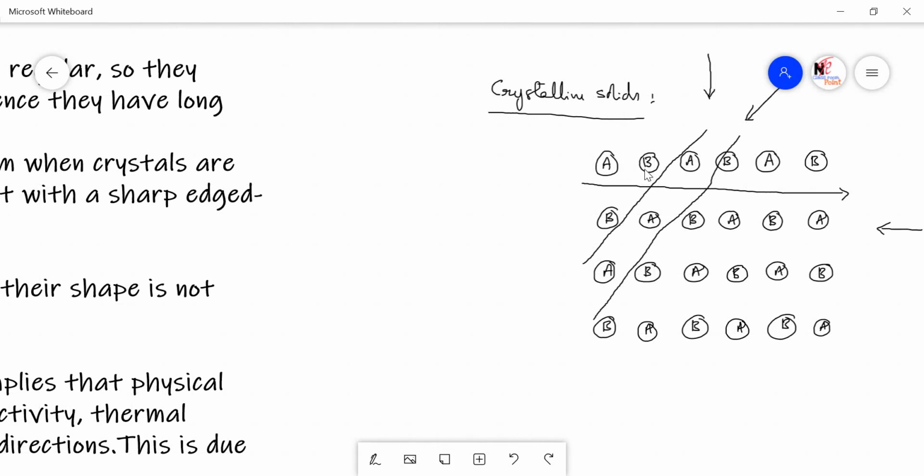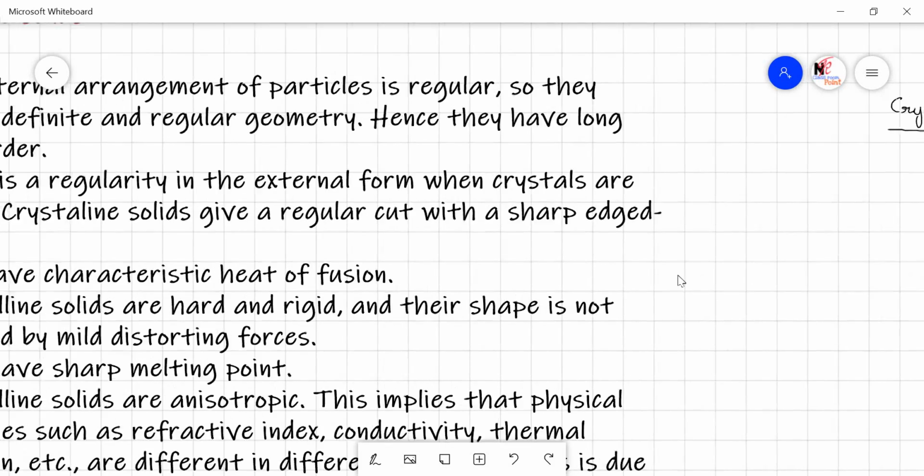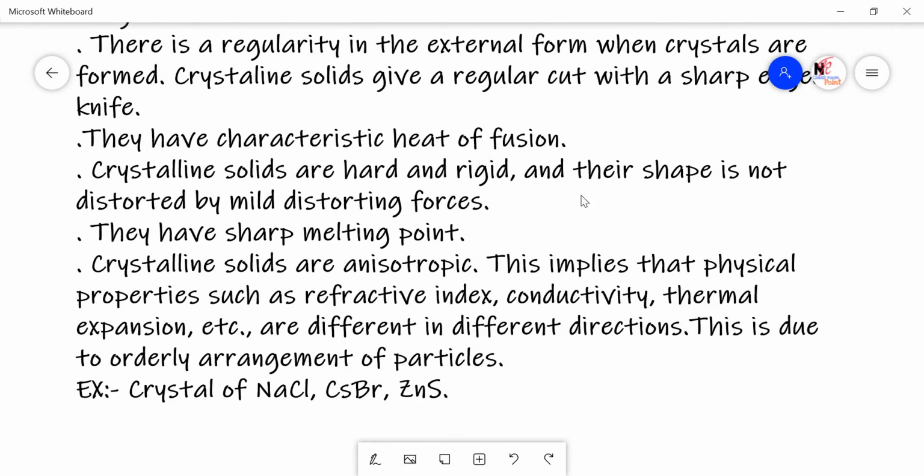So if you cut the crystalline solids in this direction, all these surfaces can be cut at a single application, or else you can cut the solid along this direction also with a single application with the knife. So they give sharp edged crystals because they have the same pattern of arrangement of the particles. So crystalline solids are hard, rigid, and their shape is not distorted by mild distorting forces. When you apply forces, the shape of the crystalline solids cannot be changed.